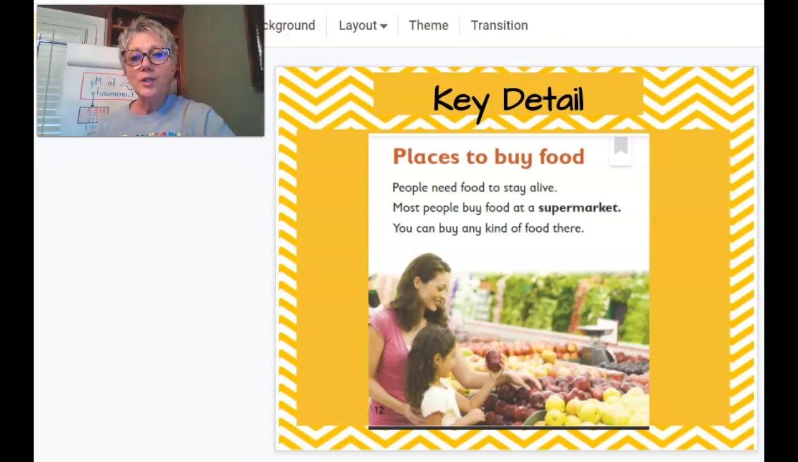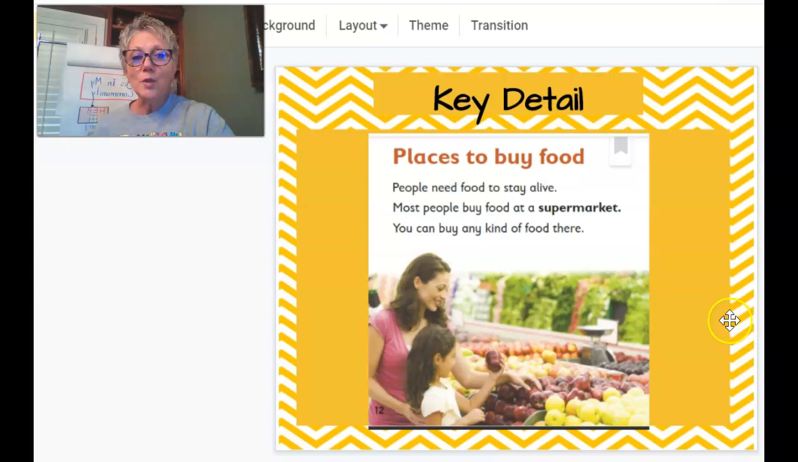One of the things we're going to do today is choose a key detail to write about. The book that we read is full of lots of details. It's full of lots of different places in the community, but we're only going to choose one thing today to write about. So I want you to think about all the things that you saw in the book that remind you of places that maybe we have in Elgin, in our community.